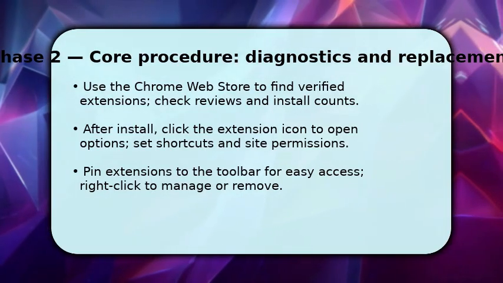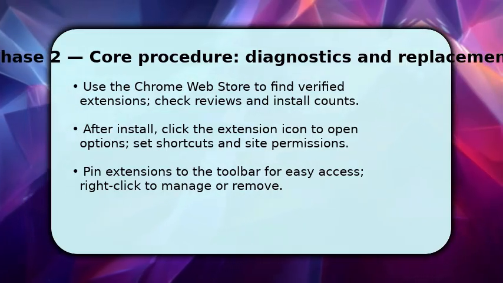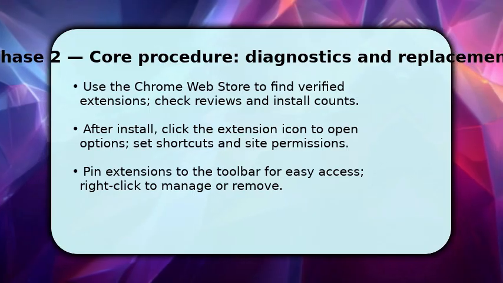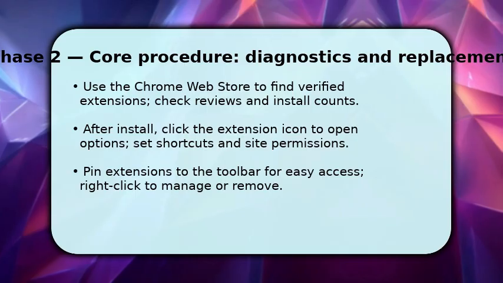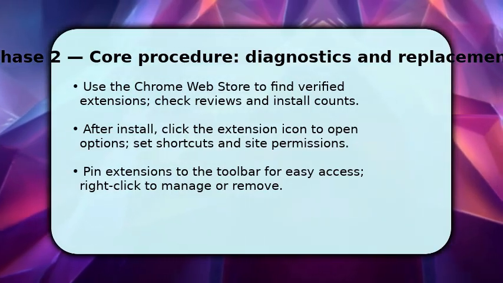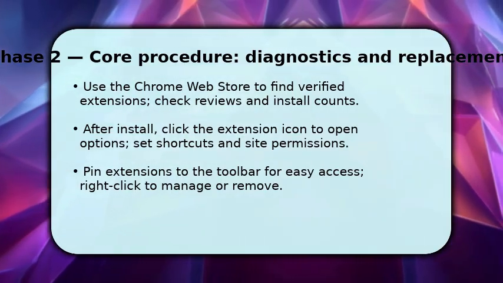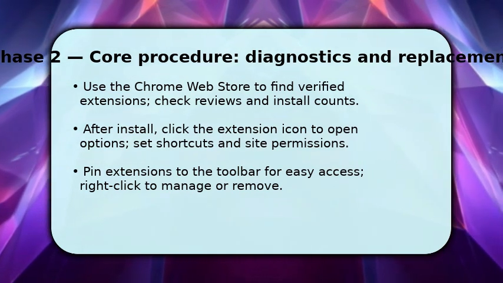Once installed, open the Extensions Options page to configure behavior, keyboard shortcuts, and site-specific rules. Change settings to reduce data access if privacy matters. Make sure to pin frequently used extensions for one-click access. If an extension needs updating, use the Update button in Chrome / extensions when developer mode is active.